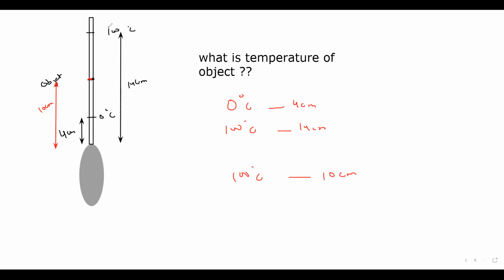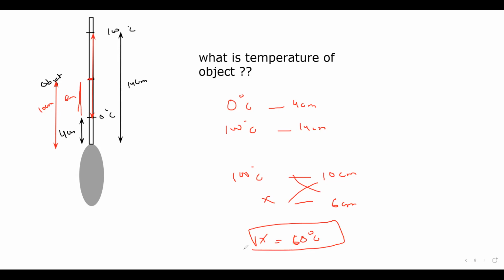So basically, this 10 centimeter difference means 100 degree centigrade. So if 10 centimeter is 100 degree centigrade, and now the object rises to 10 centimeter from the bulb, so this length is 6 centimeter. So 6 centimeter will be equal to x. You cross multiply. When you solve, 600 divided by 10 is equal to 60 degree centigrade.